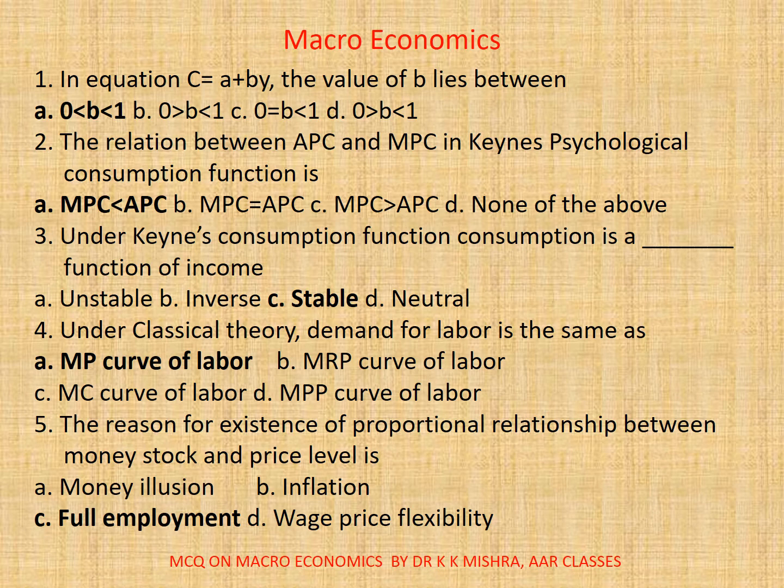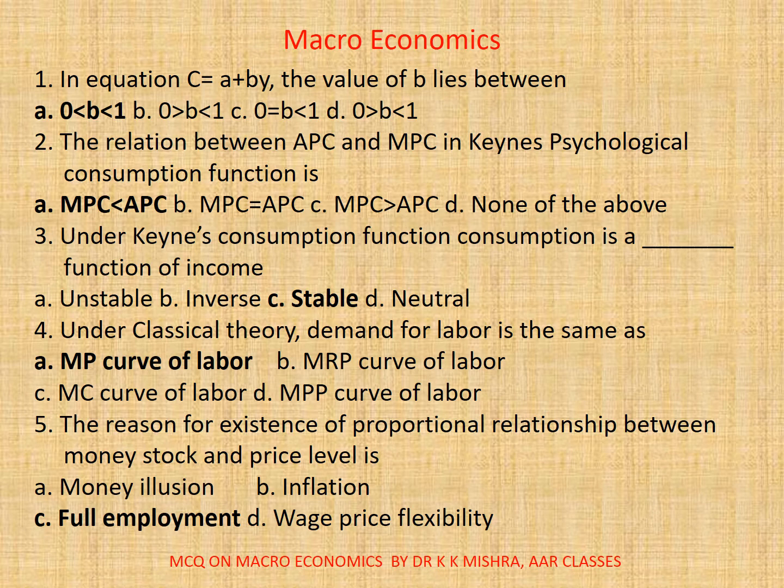3. Under Keynes consumption function, consumption is a function of income. A. Unstable, B. Inverse, C. Stable, or D. Neutral. The correct option is C. Stable.